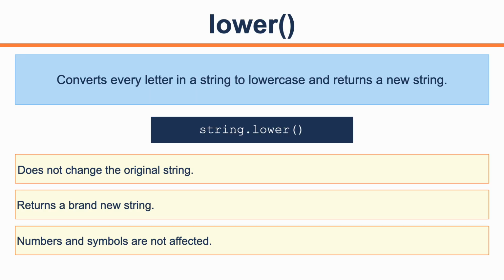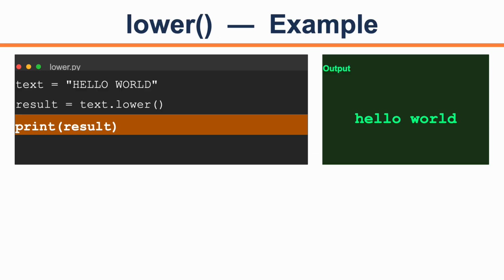The lower method converts every character in a string to lowercase. It returns a new string with all letters in small case. The original string stays unchanged. Numbers and symbols are not affected. Here we store the string hello world in a variable called text. Calling the lower method returns hello world with every letter converted to lowercase.